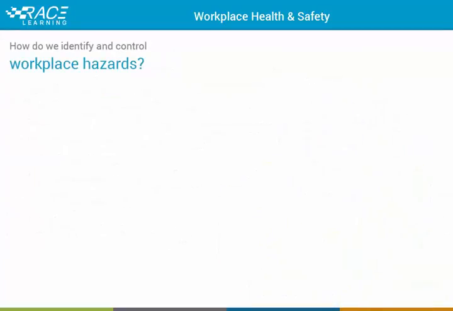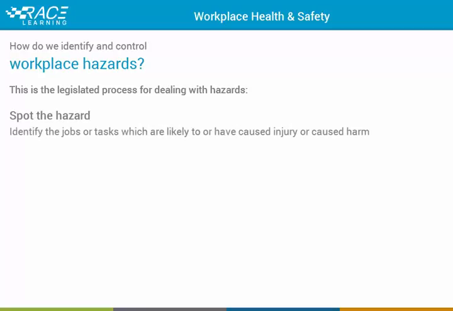How do we identify and control workplace hazards? This is the legislated process for dealing with hazards. Spot the hazard. Identify the jobs or tasks which are likely to or have caused injury or caused harm. Assess the risk. Identify which of the hazards pose the greatest risk to us.